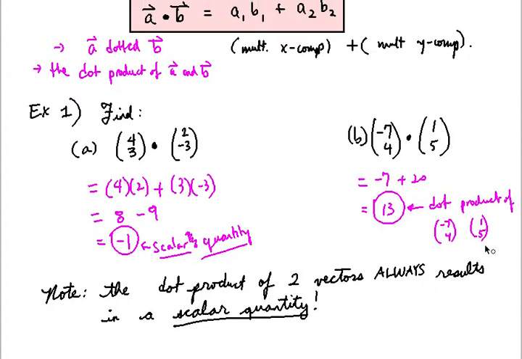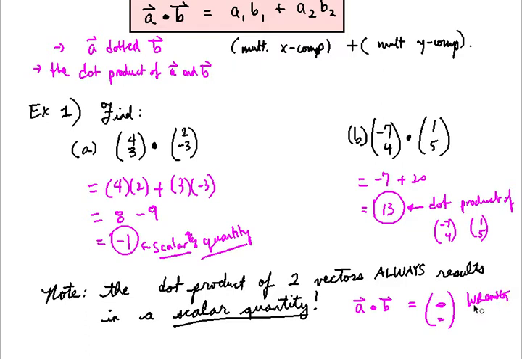Please write that down. The dot product of two vectors is always a scalar quantity. If I somehow do A dotted with B and I end up with a vector, with something here and something here, then I know that I'm wrong.